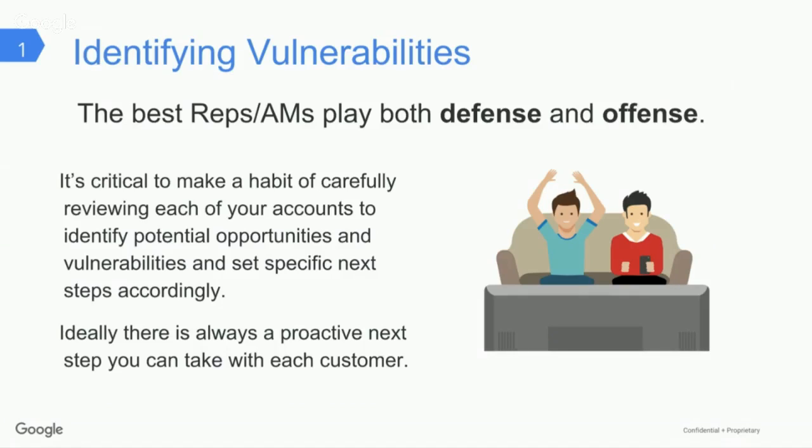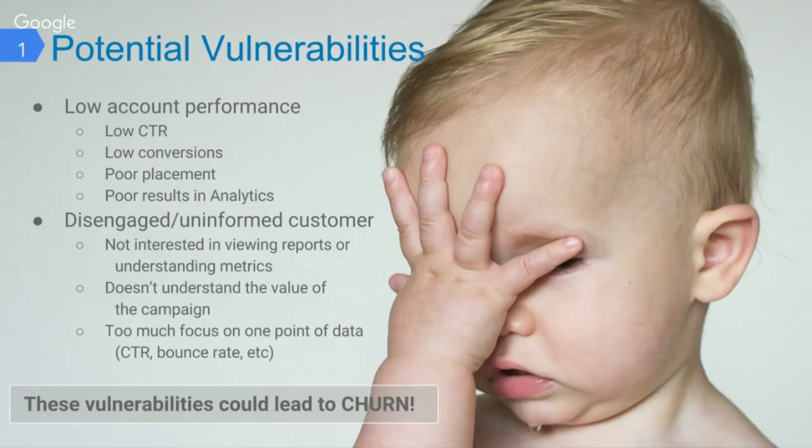So if you're in one of these roles, then it's really important to make a habit of reviewing your accounts to identify potential opportunities ahead of time, being proactive. But you also want to be proactive by identifying those vulnerabilities and making sure that people aren't churning. Because if we don't plug those holes in the bucket, then filling it with more water isn't going to do us any good. So what are some potential vulnerabilities?